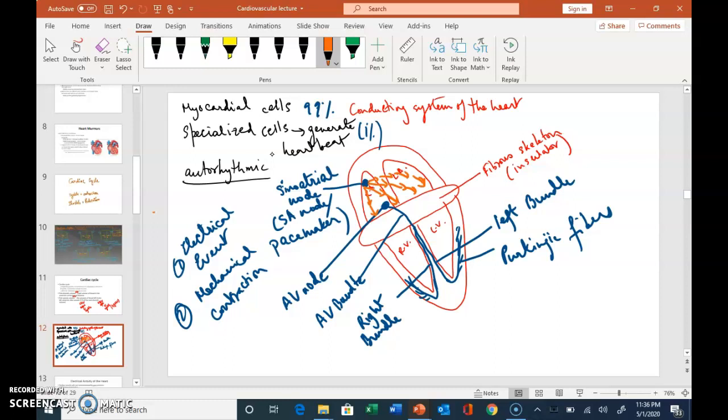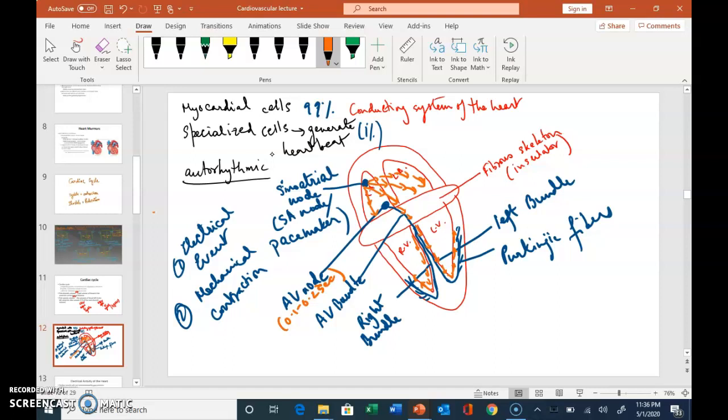The AV node delays the action potential for about 0.1 to 0.2 seconds, and then it lets the action potential travel down into the ventricle via the AV bundle. So this is the pathway of the flow of action potential. It comes down to the ventricles via the AV bundle, then moves along the left and right bundles, and then ultimately moves to the Purkinje fibers. This is how the action potential reaches the ventricle.